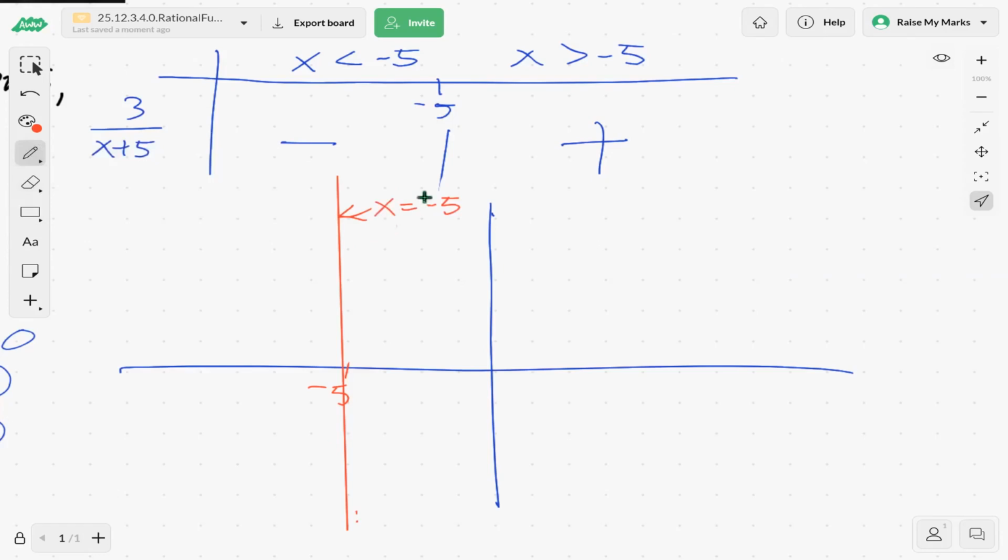And our horizontal asymptote is actually y equals 0. Okay, so now we can label our x and y axes. And now, where was our y-intercept? 3/5. We had no x-intercept. Now let's draw our function in. So we know it's positive when x is greater than -5, and we know it's negative when x is less than -5.